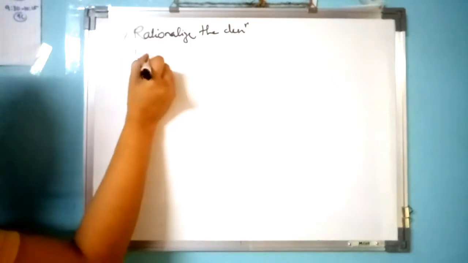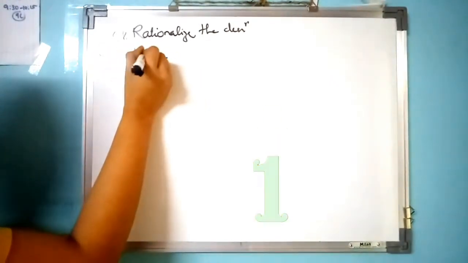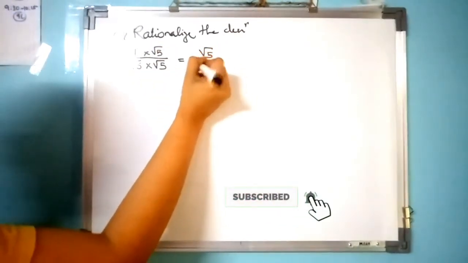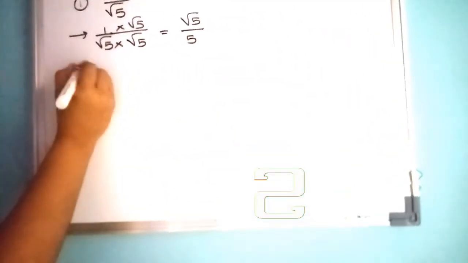Problem set 2, question number 8, rationalizing the denominator. When we have a surd, we multiply with the same surd. So it is getting rationalized. Question 1 is solved in this way.